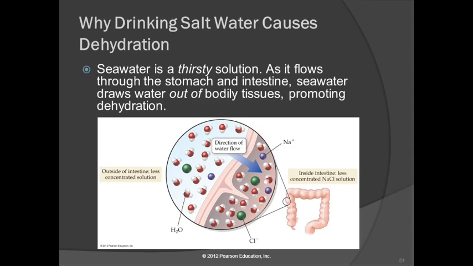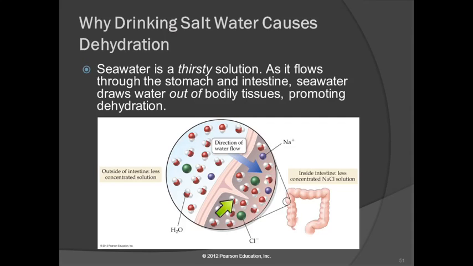So let's look at a picture. Seawater is sometimes described as a thirsty solution. Here's an illustration of your intestine. Here's your intestinal wall. And this is the outside of the intestine, which is inside your body. And this is inside the intestines, which technically is the outside of your body. Did you ever think of that? You've got this long, squiggly tube running through you, right? Technically, that's on the outside. Yeah, think about that for a while.